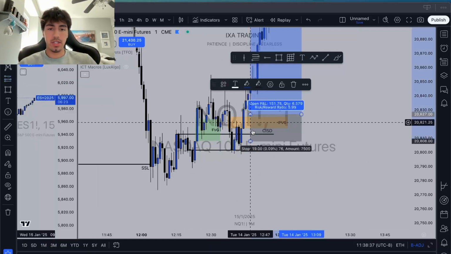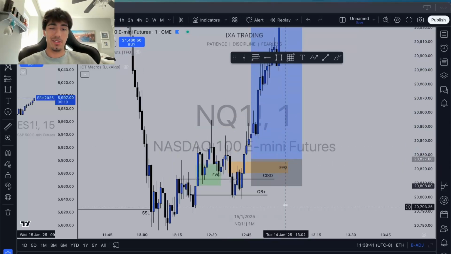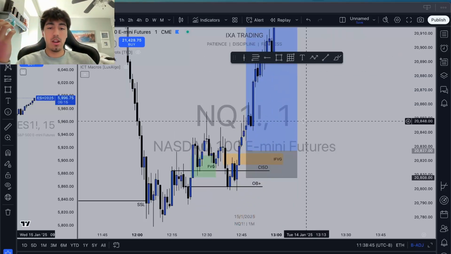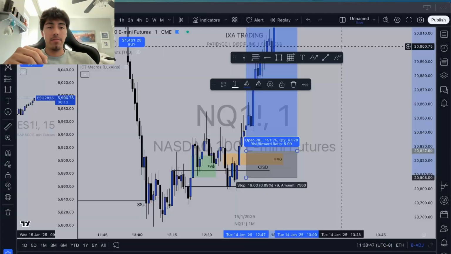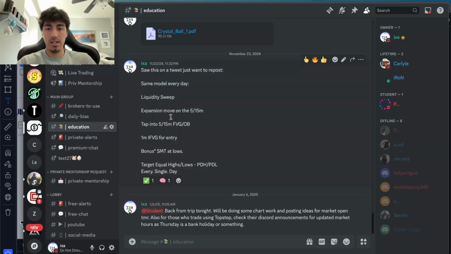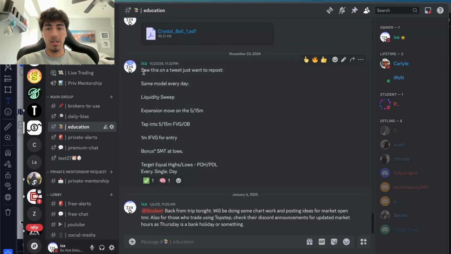You enter off of this candle. Stop can be below the order block or even below the CISD. Doesn't really matter. And then you're targeting whatever, this fair value gap. So not bad trades. But again, my strategy, super simple. I have it written down right here. Saw this on a tweet, but this is my same model. I also am making a new one too. But it's just the same model every day.